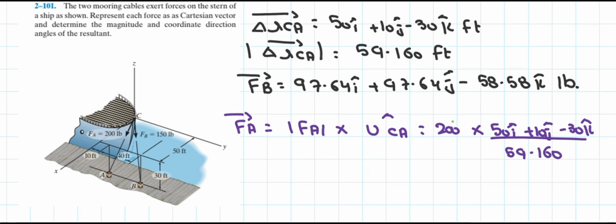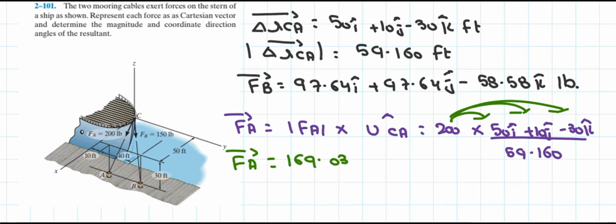Similarly, multiply 200 with the individual unit vectors present here. So the vectorial form of FA is equal to 200 into 50 divided by 59.16. So now you will get 169.03 I cap. Similarly, 200 into 10 divided by 59.160. So you will get 33.80 J cap.